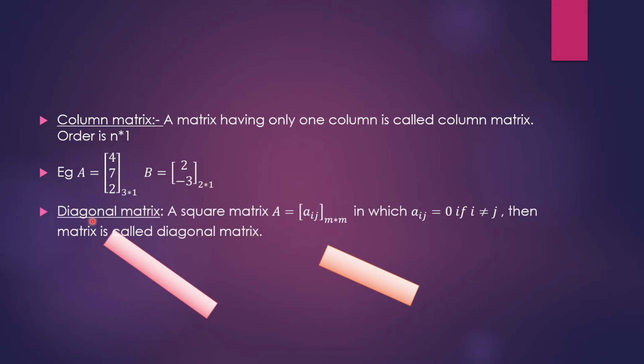Next, a very important matrix, a diagonal matrix, a square matrix. So see, remember, first I'm telling it is a square matrix. By default, it has to be 2 by 2 or 3 by 3 or 4 by 4, in which aij, the ijth element, is 0 if i is not equal to j. Now, what do you mean by this? We'll see now. Then the matrix is called a diagonal matrix. Let's understand this by an example.